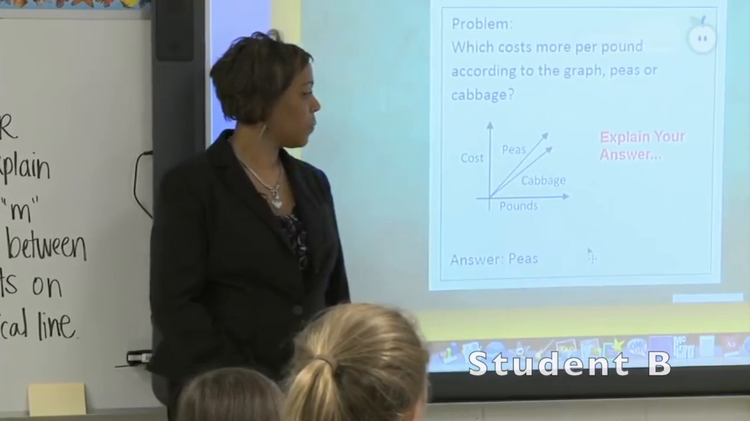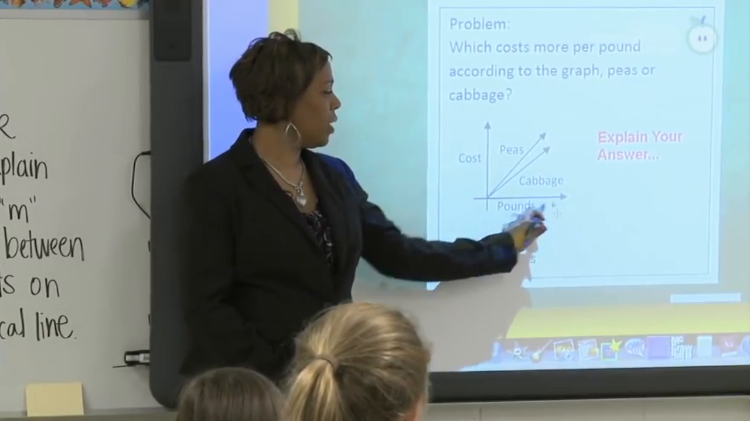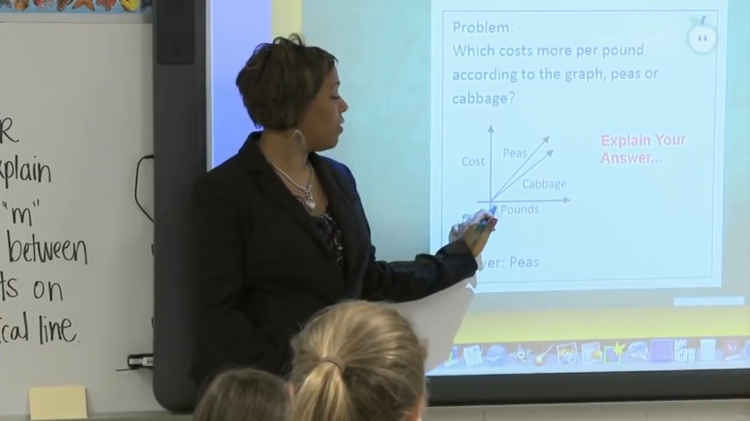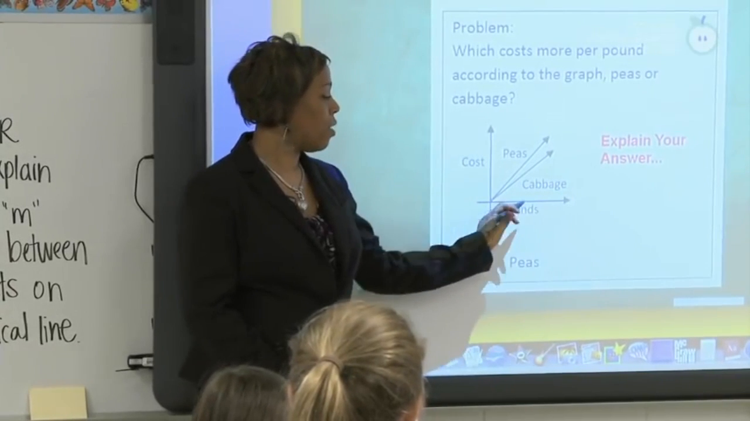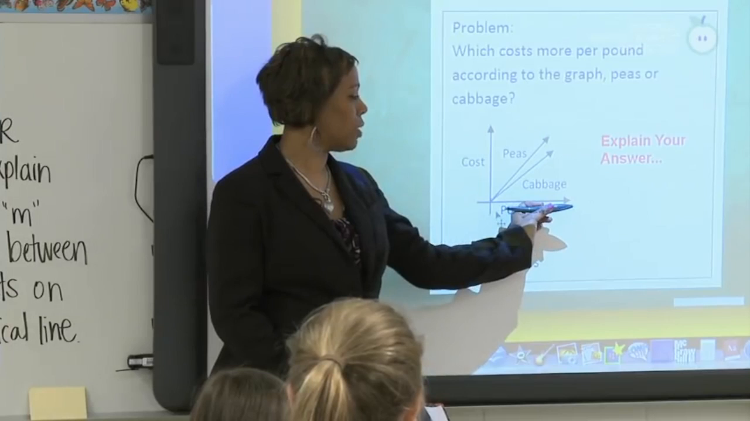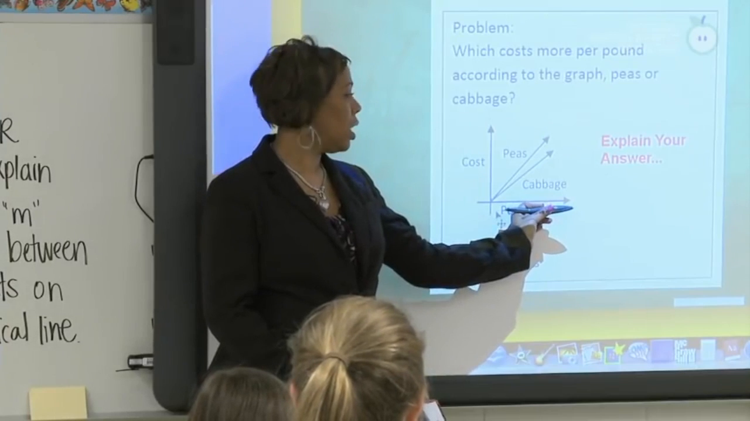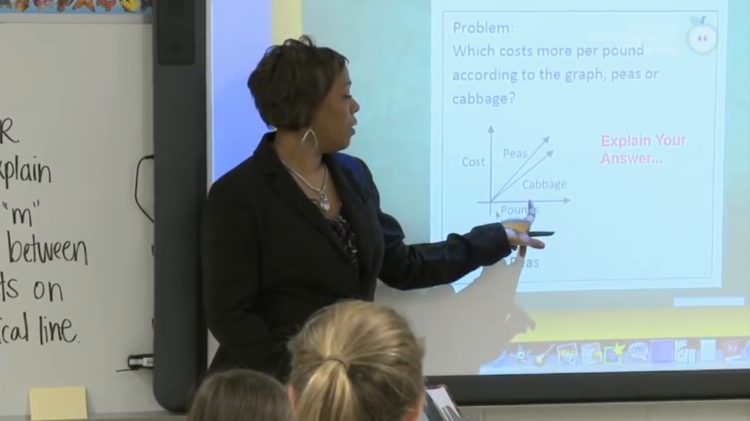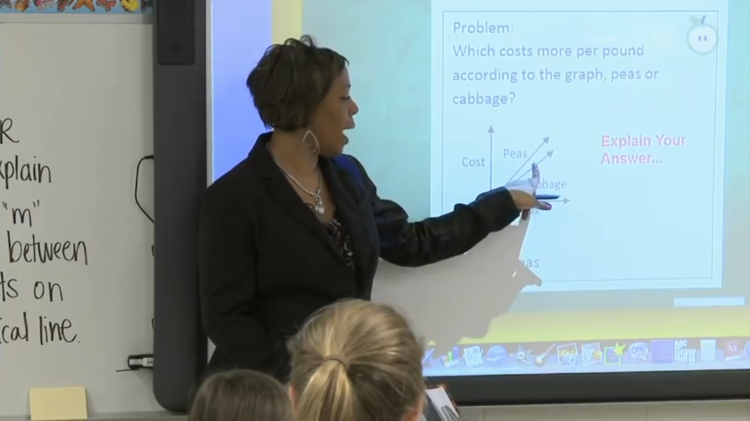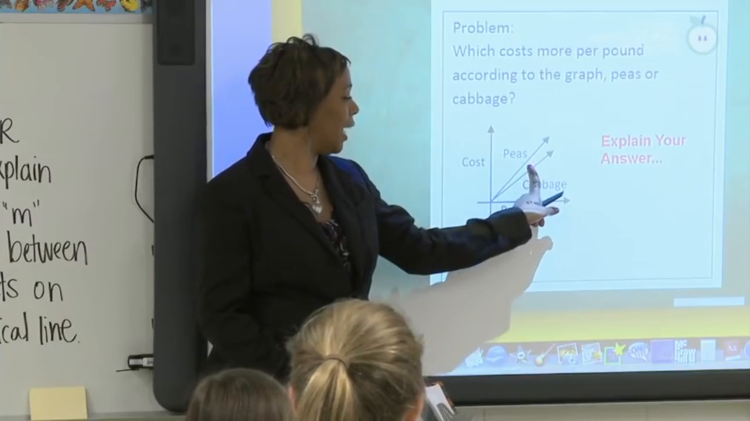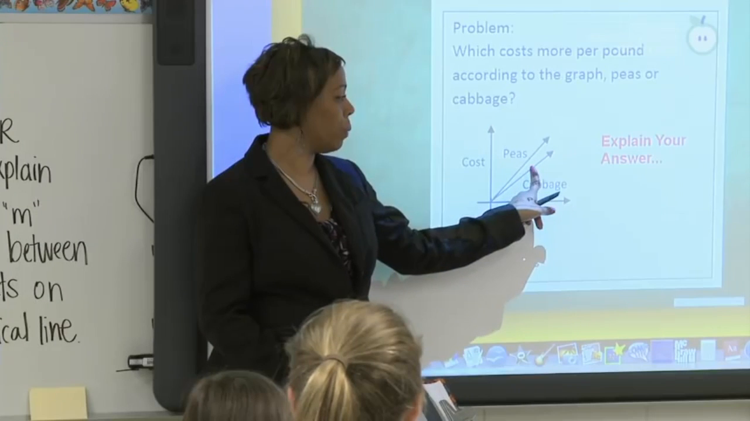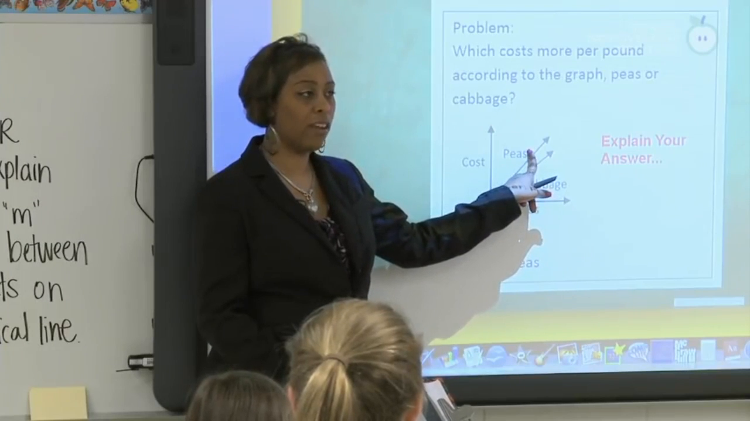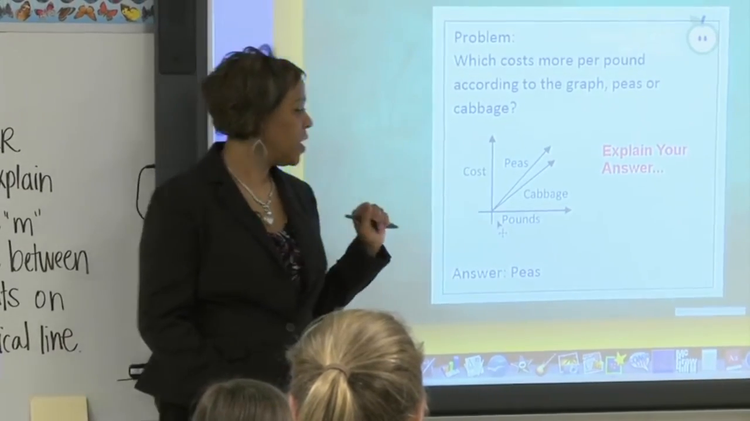It is the peas. Because here, what axis is this? The x-axis. So the x-axis is talking about pounds. As pounds are increasing, what's happening to the cost? It's also increasing on both of these, which means if the pounds and the cost for the cabbage is here, at that same poundage, the cost for the peas is what? Higher. It's going to be higher. Okay. Everybody understand that? Okay.